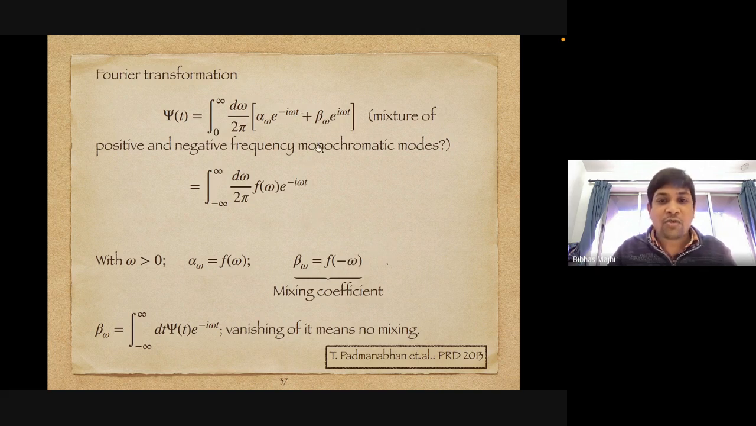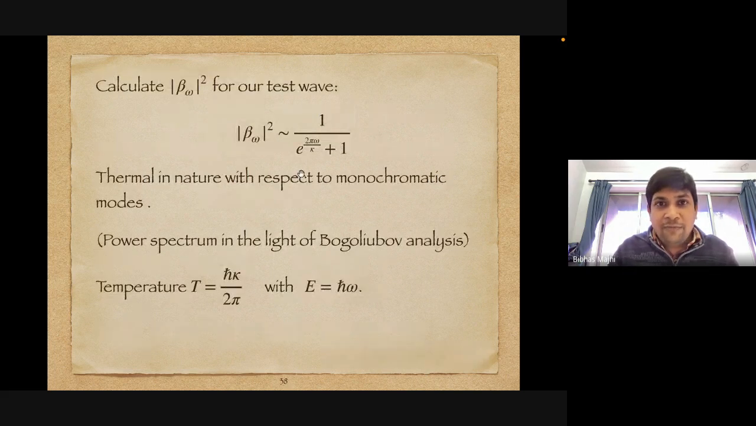And if mod beta squared is non-zero, then you can say that this later time wave function is a mixture of positive and negative frequency with respect to some particular monochromatic wave. So you calculate this, and one finds that this mod beta squared comes out in this form, which is like your Fermi distribution.